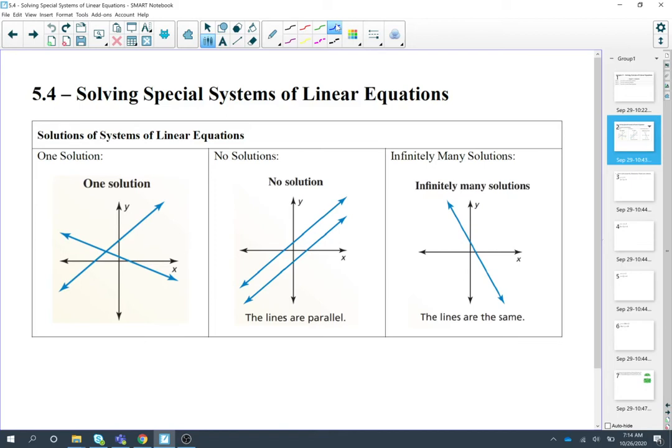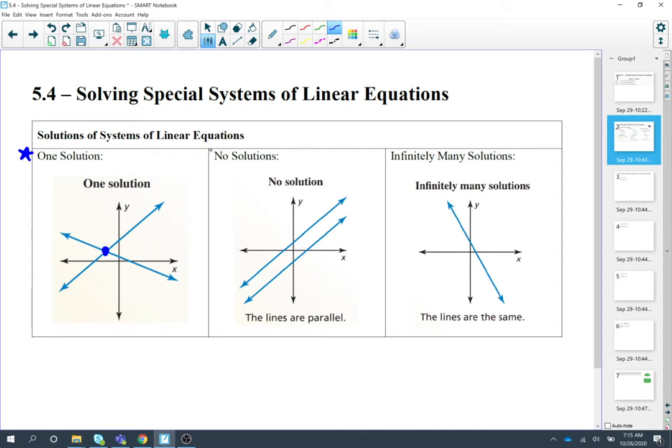5.4, solving special systems of linear equations. So first of all, this one on the left has one solution. That's the type of system that we've been solving so far, and that has one solution. Graphically, when we graph the two lines, they intersect at one point, and that's your one solution.